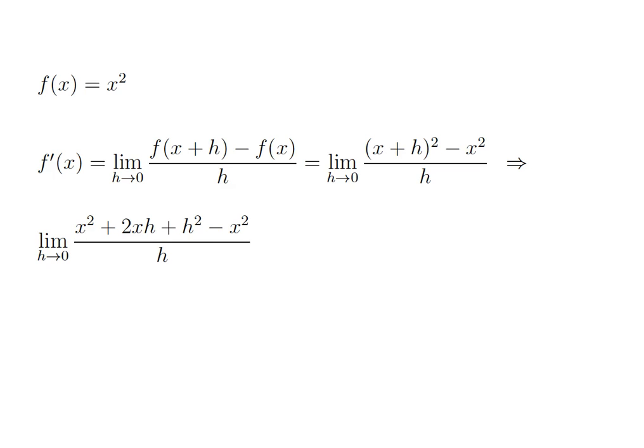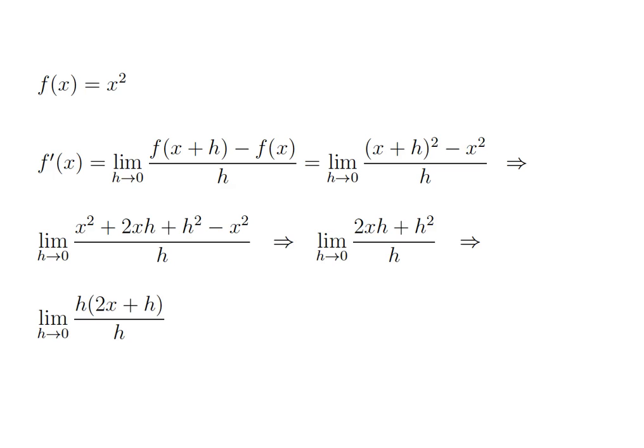We distribute out the x plus h squared into x squared plus 2xh plus h squared. Then we subtract the x squared, all over h, and you notice that the x squareds cancel each other out. One is subtracted from the other in the numerator, and we're left with the limit of 2xh plus h squared over h as h approaches 0.